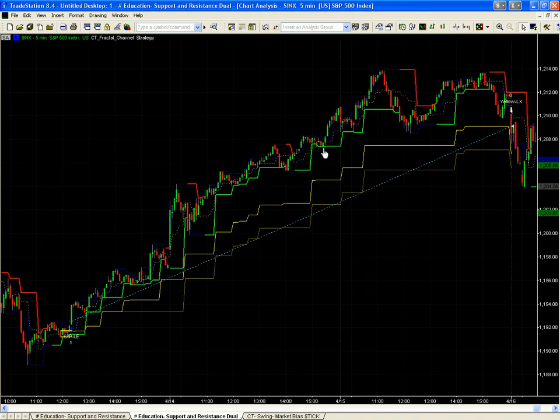And you can see that at times it will actually show you, like here was the real-time display of where support developed, and then it came down and touched that. Well, that's a beautiful re-entry into the trend. Like this, beautiful re-entry into the trend. It sat right on the support and then took off back into the trend.